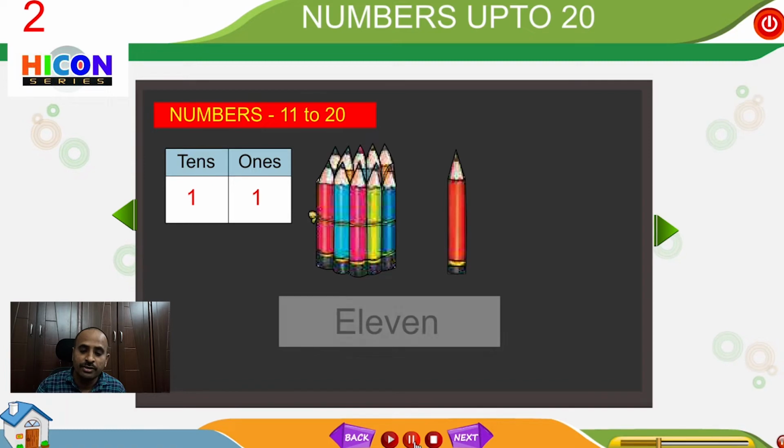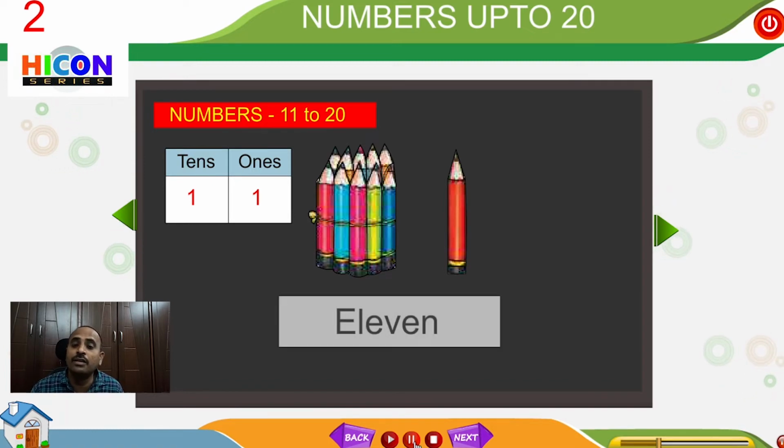So children, look at the picture. Up to now we have learned the numbers from 1 to 10 and how to write the numbers from 1 to 10 and how to write the numbers in words. So now we are going to learn the numbers from 11 to 20. So how to write the numbers from 11 to 20 and how to write the numbers in words also.